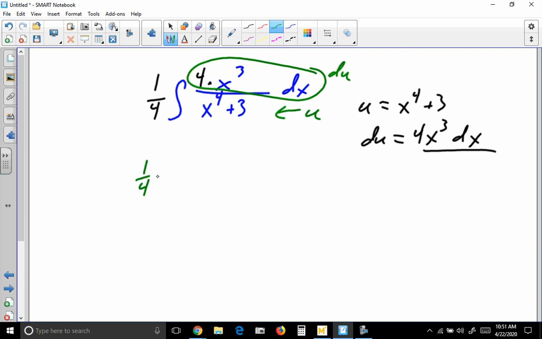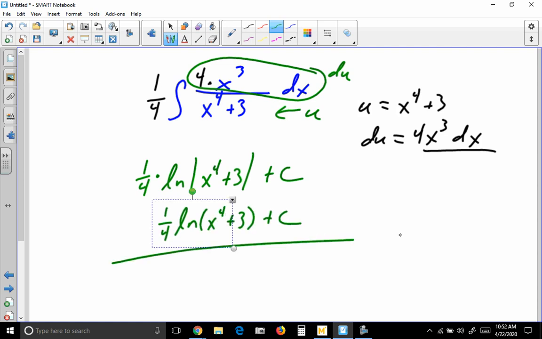So our answer is 1/4 times natural log absolute value of the denominator plus c. Now sometimes you might see your answer written differently. You might see it written like this.